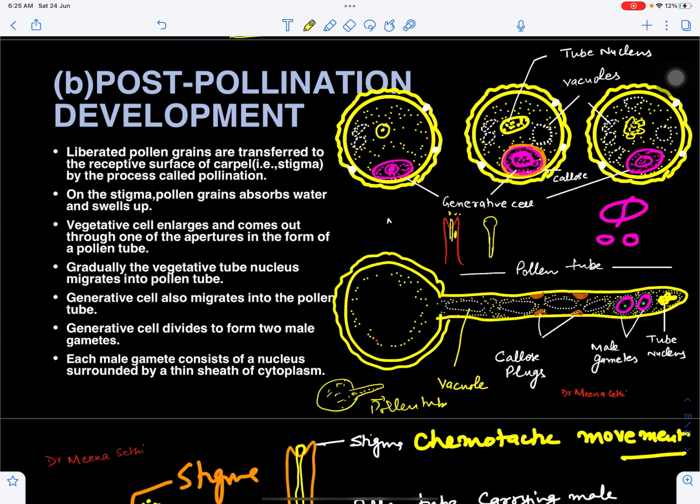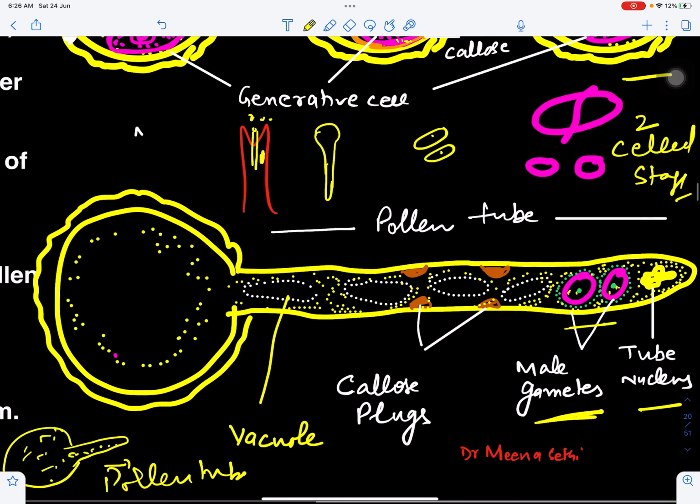Now this generative cell will divide to form the two male gametes. So a tube nucleus and two male gametes. This is called the three cell stage. In 60% of the angiosperms, pollen grains are released at the two cell stage. In the rest of them, they are released at the three cell stage, that is having two male gametes and the tube nucleus, or when it falls on the stigma, this may form the pollen tube and two male gametes.